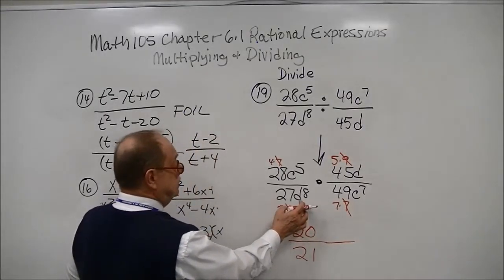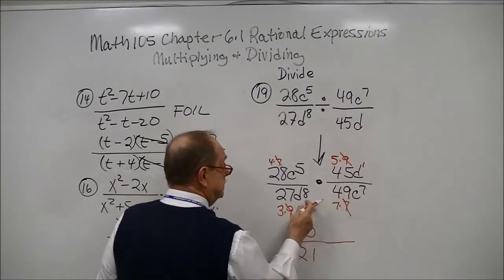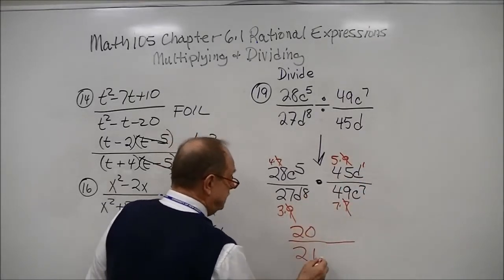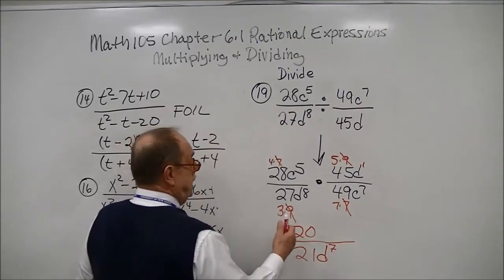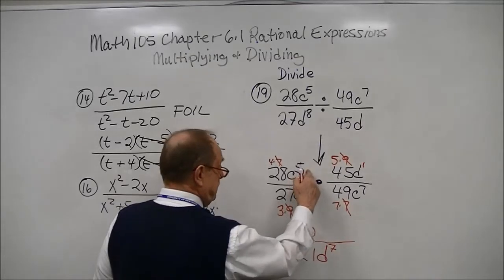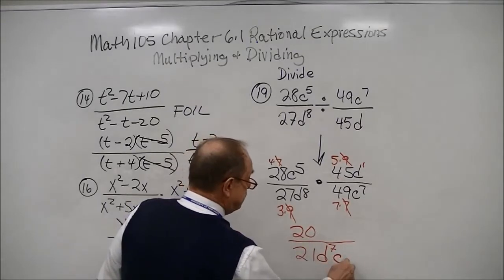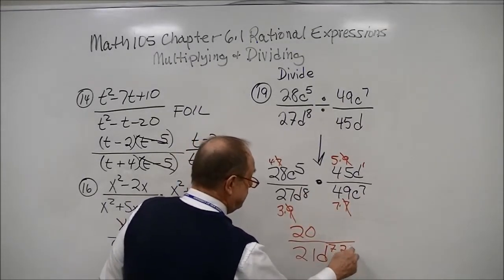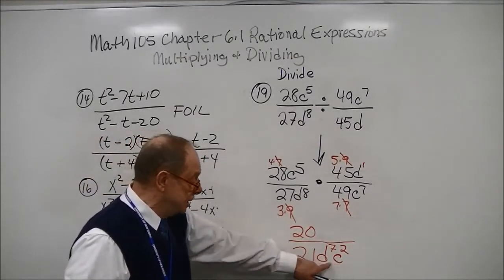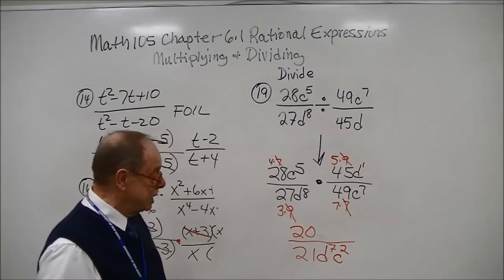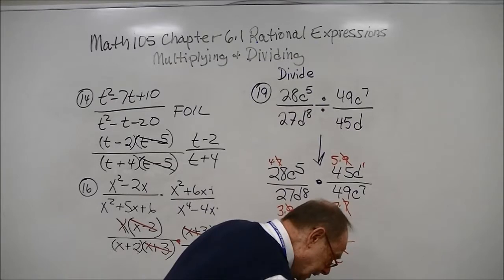And now we just have to deal with the letters. So here, this is d to the first. We're going to subtract it from the 8, and this becomes d to the 7th. And our c to the 5th, we're going to subtract, and we're going to get c to the 2nd. Now, we probably could have put that alphabetically. That's the way they usually do it. But that's okay as well. So for number 19, yes, that looks good.